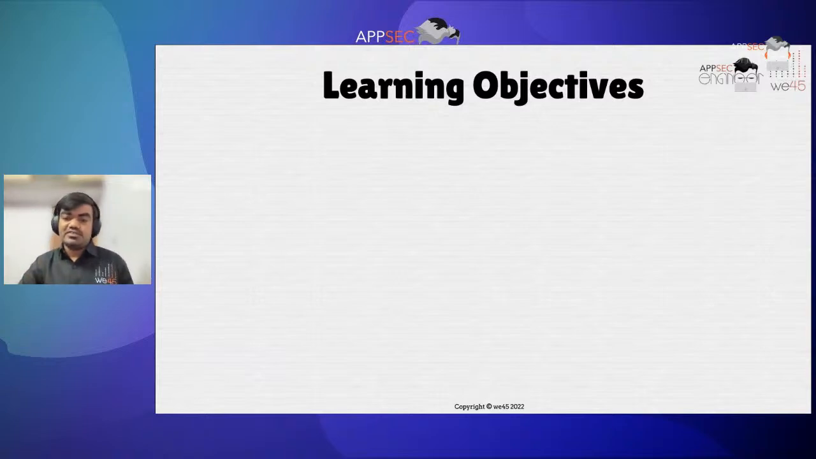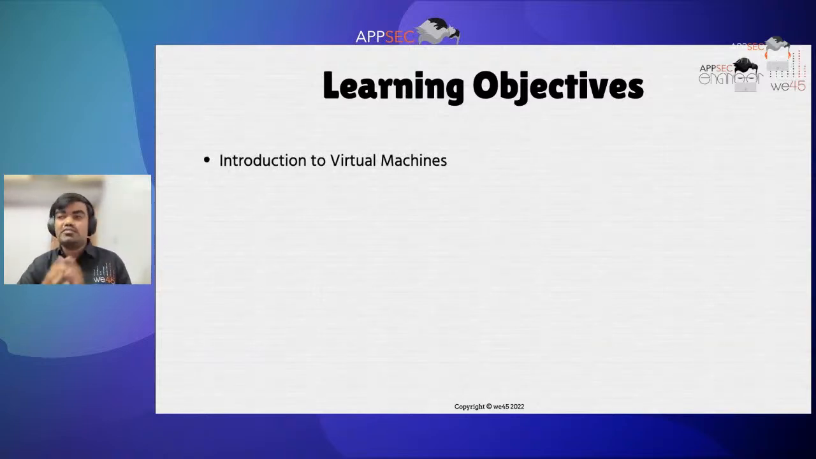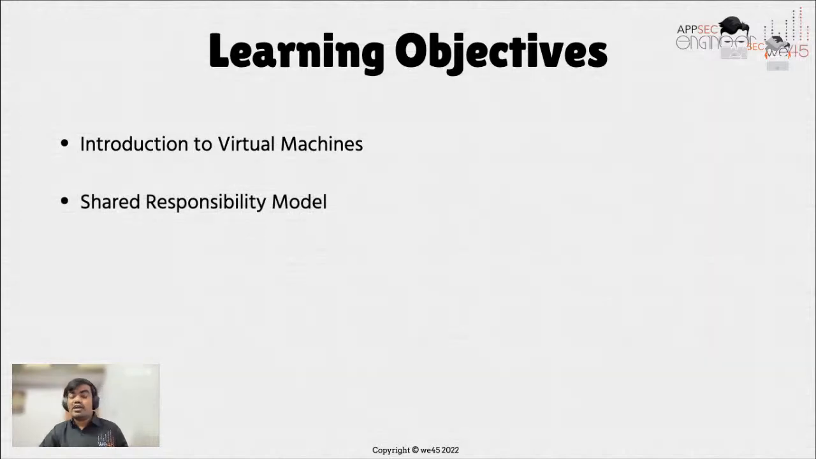The session will be like this: we'll start by understanding the virtual machine. Why do we even need virtual machines and what's the point of using them? Then we'll look at the shared responsibility model. Whenever you use virtual machines on cloud, there is something called the shared responsibility model. Not only for virtual machines, but for whatever services you use on cloud, whether it's AWS, Azure, or GCP, you divide the responsibility between the cloud provider and yourself. That is what a shared responsibility model is. We'll discuss this in greater depth when we get to it.